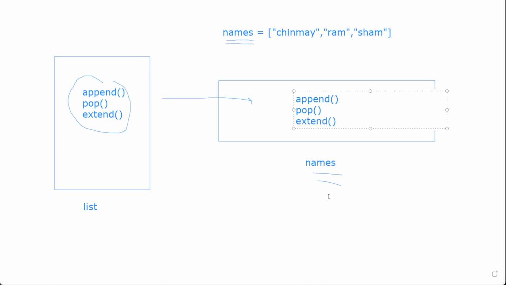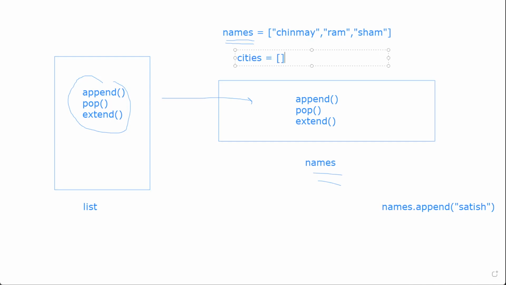Now if you want to add another name to it, you will say on that particular memory names dot append Sham, or you say Satish. This way the things will get appended.